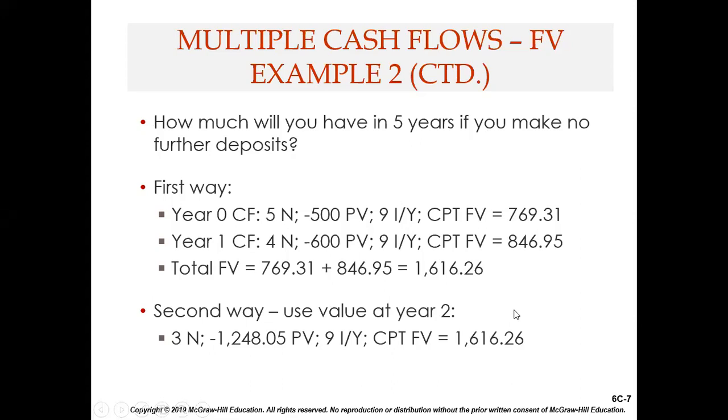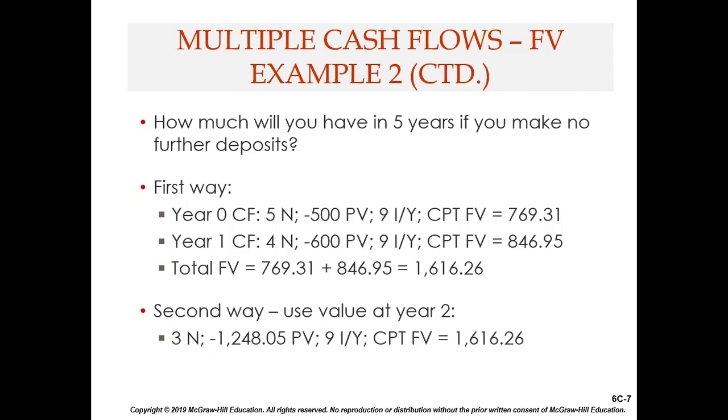Okay, so there's two ways of doing this. Let's say we just knew you're going to give 500 at point zero. So it's going to sit there for the entire 5 years, and then you're going to make one deposit at the end of year one. So it will be sitting there earning interest for four periods. Well, we want to know the future value. So N is 5, I is 9%, and I put away negative 500, calculate the future value, alpha enter, 769.31.